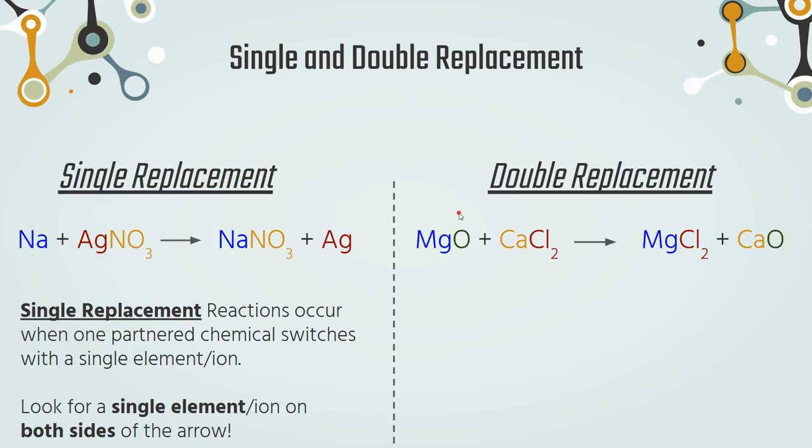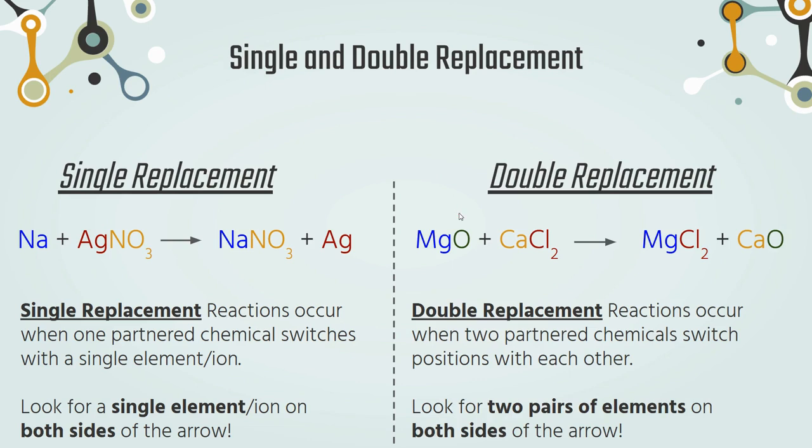A double replacement occurs when we have two pairs of chemicals and they switch positions with one another. For instance, Mg and Ca switch their partners in this reaction. So instead of MgO, we have MgCl, and instead of CaCl2, we have CaO on the right side. Our clue here is to look for two pairs of elements on both sides of that arrow.